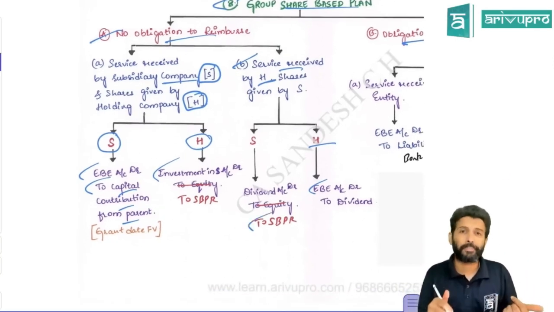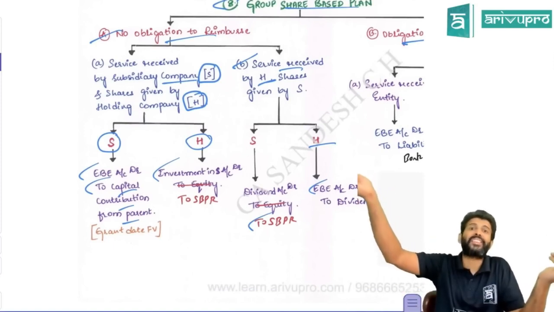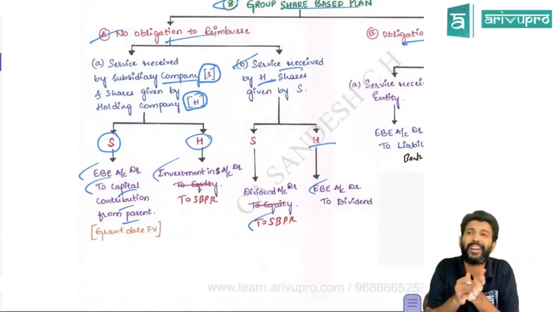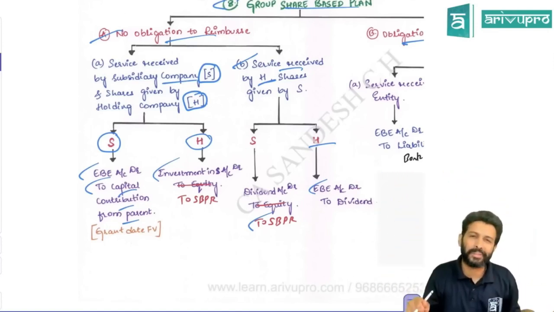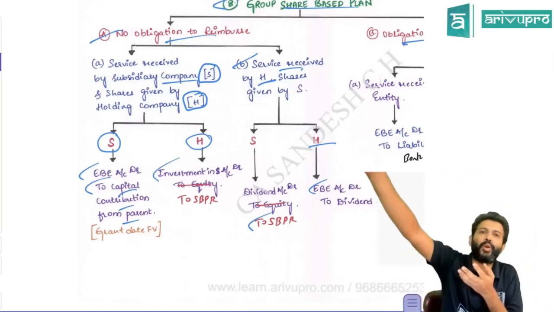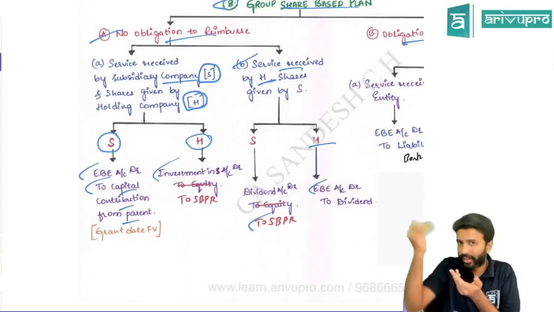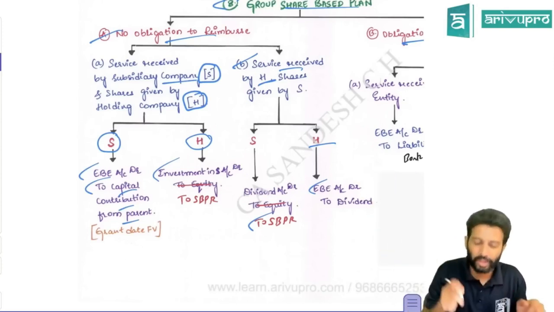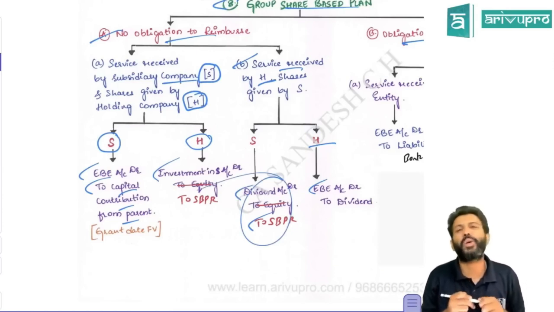What should S debit? S is giving shares to the holding company's employees and getting nothing in return. That means S will treat it as dividend paid to the holding company, because S is giving some benefit to the holding company and not getting any reimbursement out of it. So S will think that they have given a dividend to the holding company. They will pass a journal entry: dividend debit to SBPR.